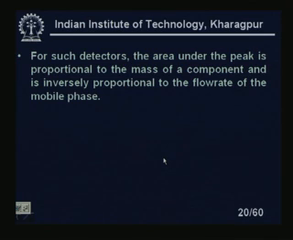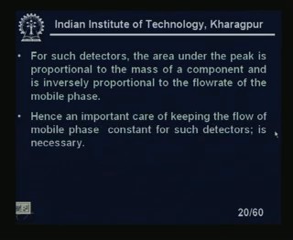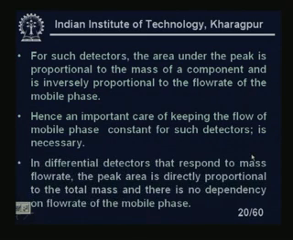For such detectors, the area under the peak is proportional to the mass of a component and inversely proportional to the flow rate of the mobile phase. Hence, keeping the flow of the mobile phase constant for such detectors is necessary. For differential detectors that respond to the mass flow rate, the peak area is directly proportional to the total mass and there is no dependency on the flow rate of the mobile phase.